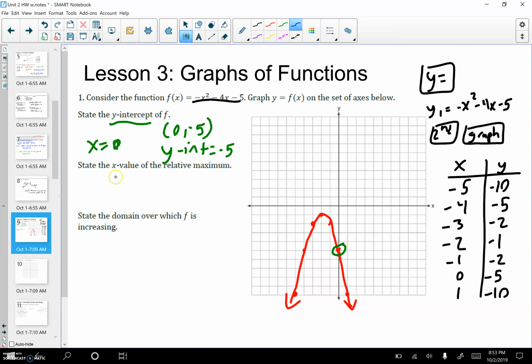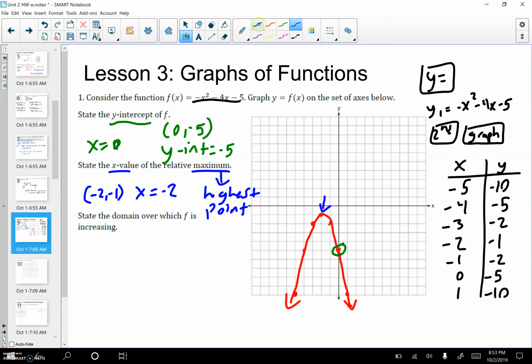State the x value of our relative maximum point. So maximum we should recognize as our highest point. For this problem, that is right there. The coordinates of that point are -2, -1. So the x value for that point is going to be -2.